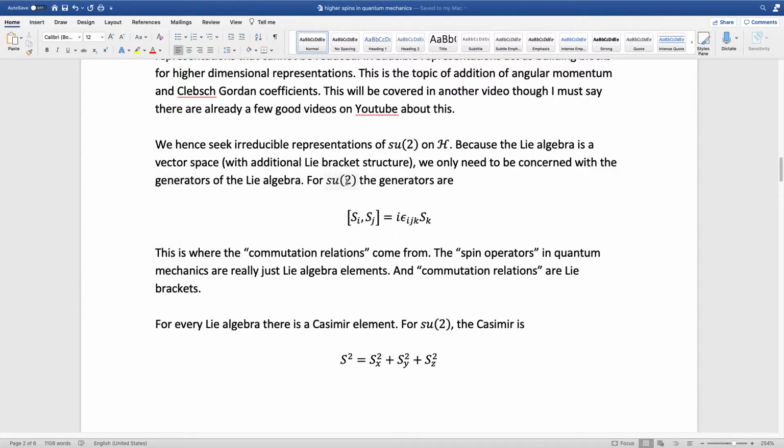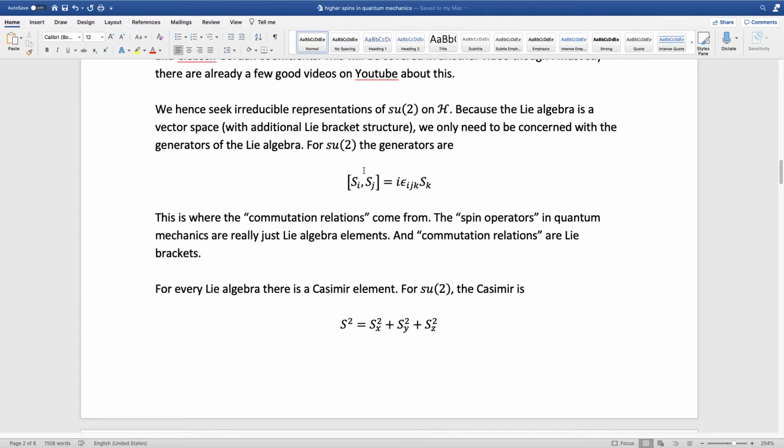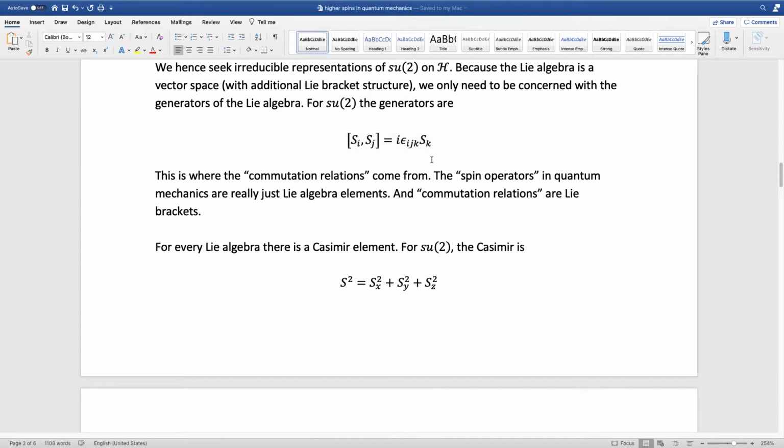So for SU(2), the generators are this. You might recognize this from quantum mechanics. It is the commutation relation of spin operators. Now, spin operators in quantum mechanics are really just Lie algebra elements, and commutation relations are Lie brackets. So this is familiar, but now we are talking about it in the language of Lie algebras, and this is the Lie bracket.